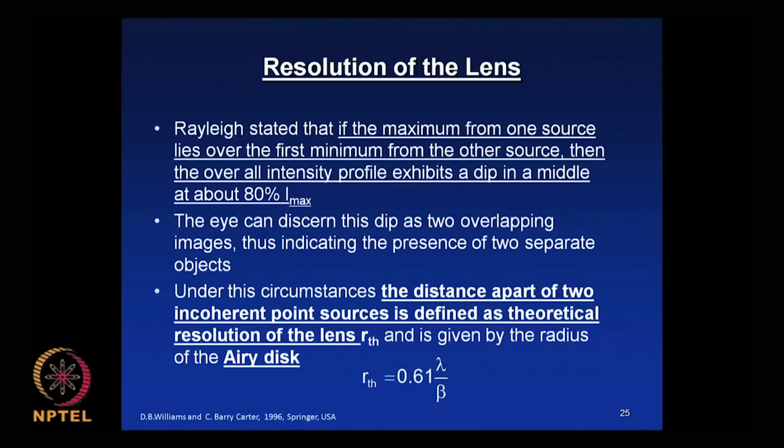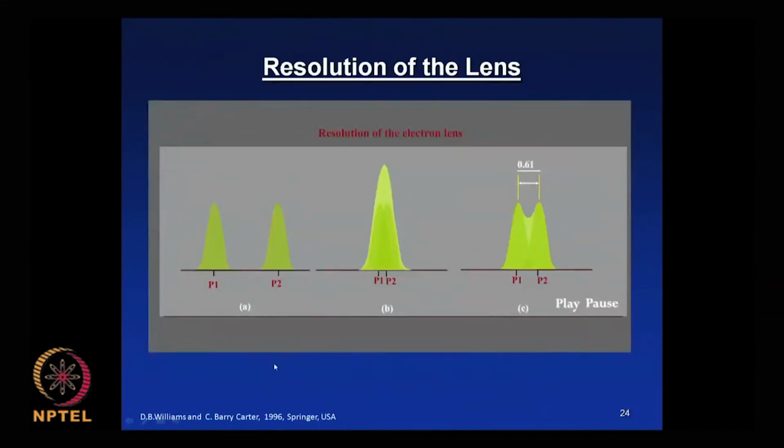Under these circumstances, the distance apart of two incoherent point sources is defined as the theoretical resolution of the lens, that is R TH, and it is given by the radius of the Airy disk. R TH equals 0.61 times lambda by beta, and what is this Airy disk? If you look at this, this is the Airy disk.